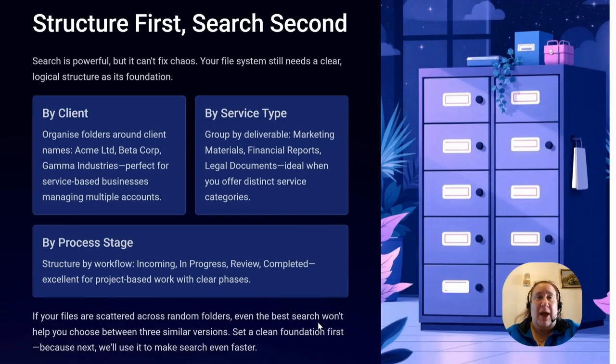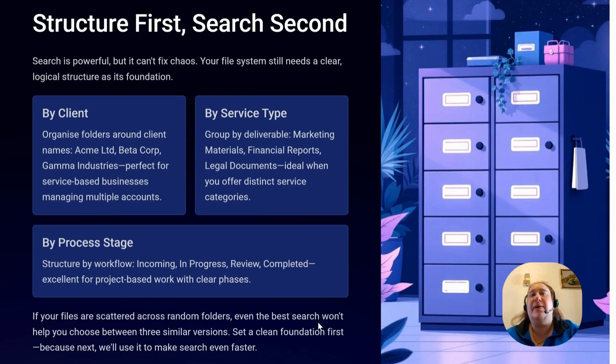Search is powerful. It's fully built in everywhere in M365, but it can't fix chaos. So to start with, your file system needs to have a great foundation, and that's a clear and logical structure. Create a first level sort based on how you work. So by client name, Acme, Beta, Gamma, whatever your clients are called, and then all the files go underneath that.